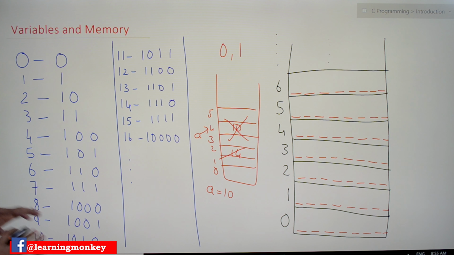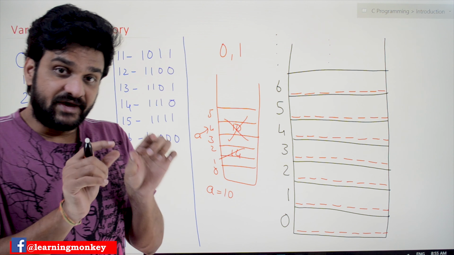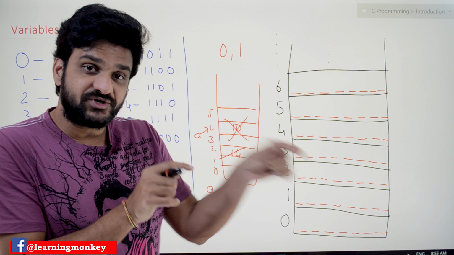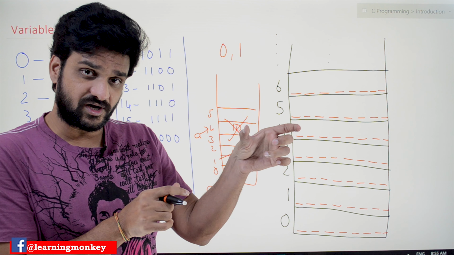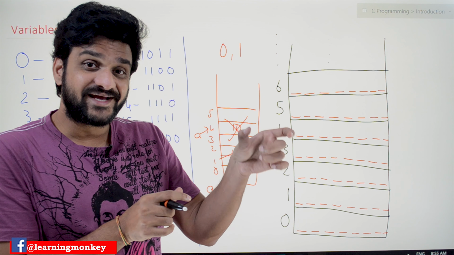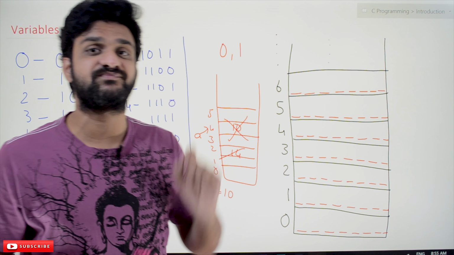The point that we have to remember is that every decimal number can be uniquely represented by using some combination of binary symbols. By using zeros and ones, we can represent every decimal number.